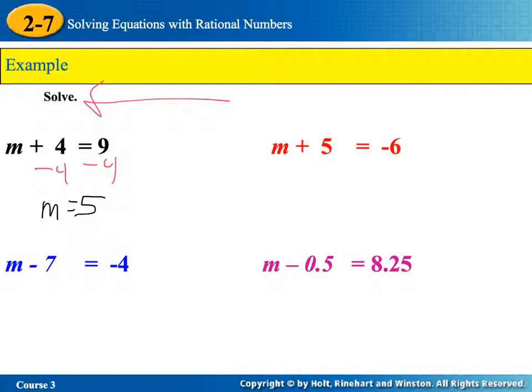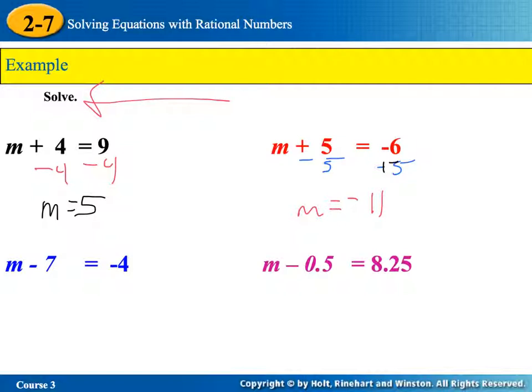On the right side, m plus 5 equals a negative 6. Same idea here. I'm just going to subtract 5 on both sides. Now I have a negative 6 minus 5. How do I answer that? Well, I add its opposite, and I have a negative 6 plus a negative 5. m is equal to negative 11.